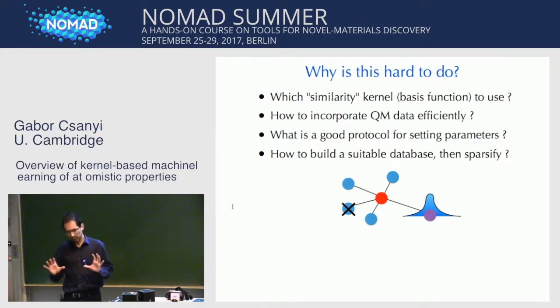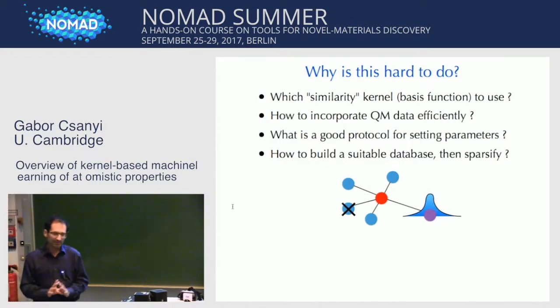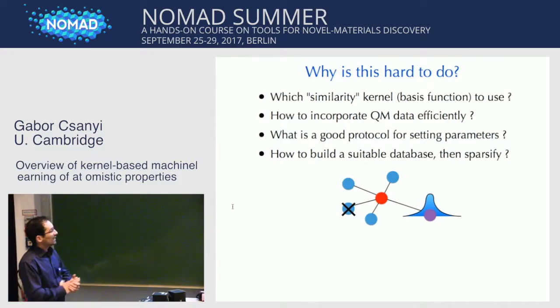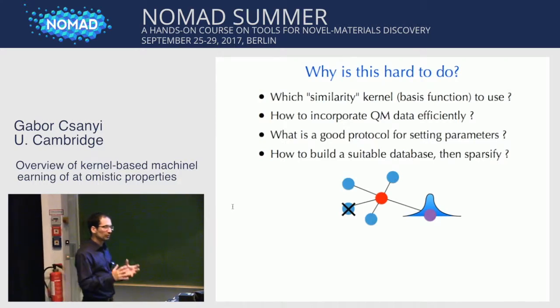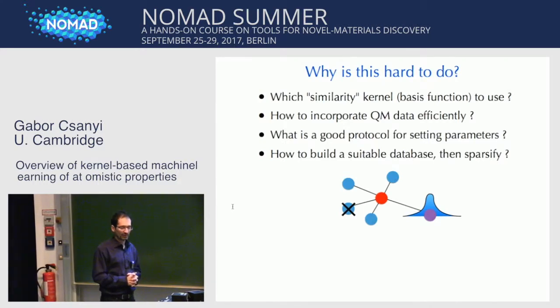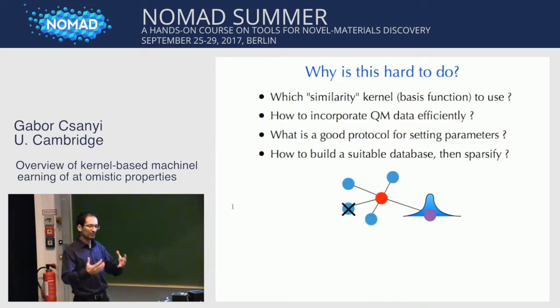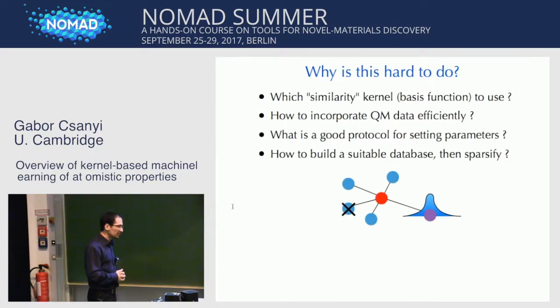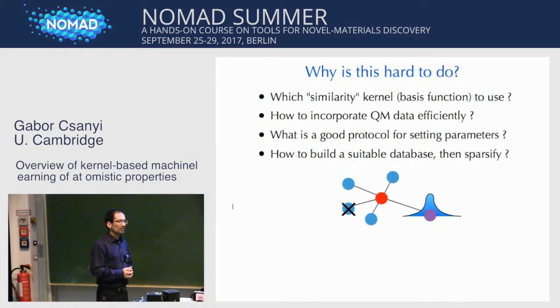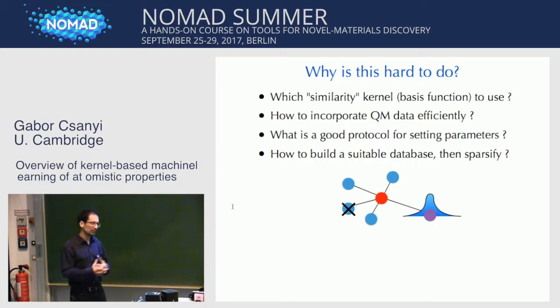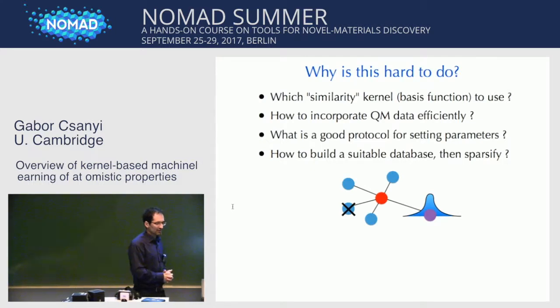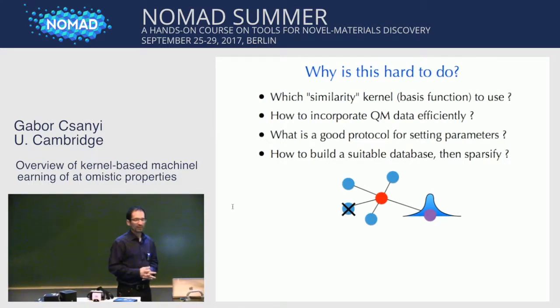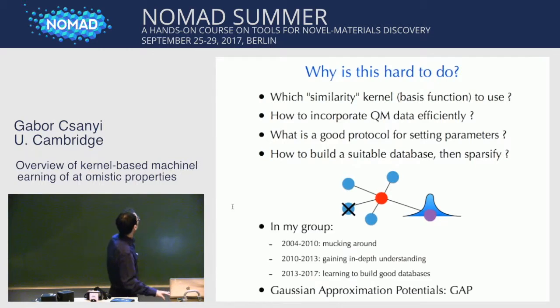And I think a lot of these problems people have thought about, and we do have some answers, but how to build a suitable database, I think, is one of the questions that is going to loom very large in the coming years. So given that we understand our kernels, our basis functions, our parameters, now we need to get data, and how do we get that data? What protocols do we use to generate the data so that we get a machine learning ansatz that is suitable for doing science? That, I think, is the big question.